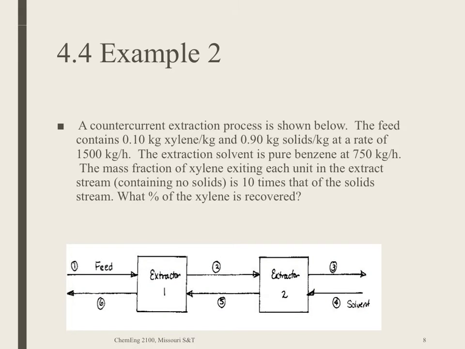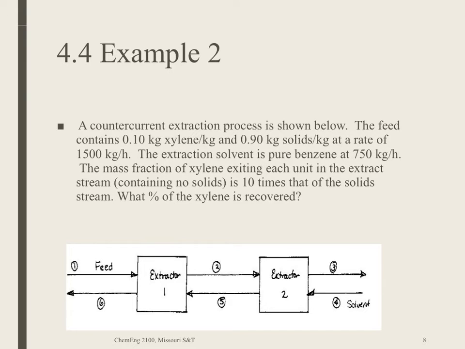There it is. Okay. A countercurrent extraction process is shown below. The feed in this case contains 0.1 kilograms of xylene per kilogram and 0.9 kilograms of solids per kilogram at a total flow rate of 1,500 kilograms per hour. In the drawing, I've marked that as stream 1. The extraction solvent, which I've marked as stream 4, is pure benzene at 750 kilograms per hour. The mass fraction of xylene exiting each unit in the extract stream contains no solids and is 10 times that of what's in the solid stream.